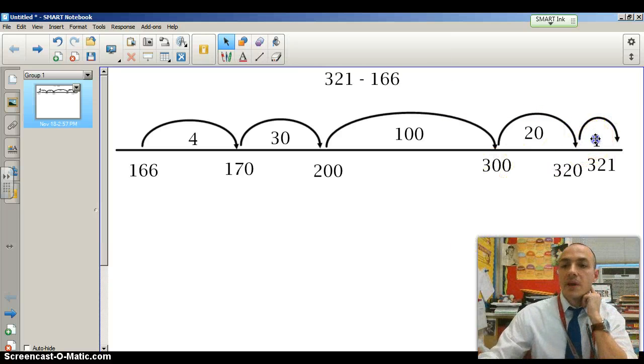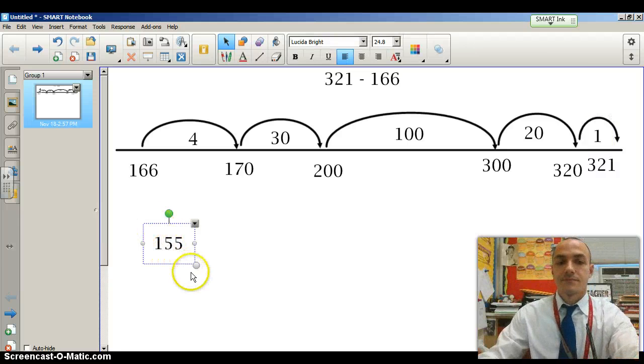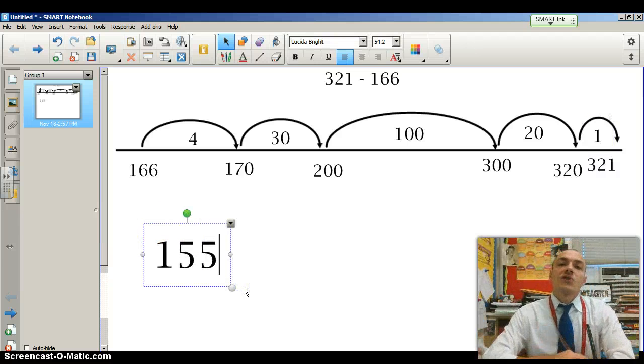I count up all of my jumps. I jumped 4, 30, 100, 20, and 1, so 4, 34, 134, 154, 155. Regardless of the strategy you use, the important thing to remember is understanding what's really happening when you subtract, finding the difference between two numbers.